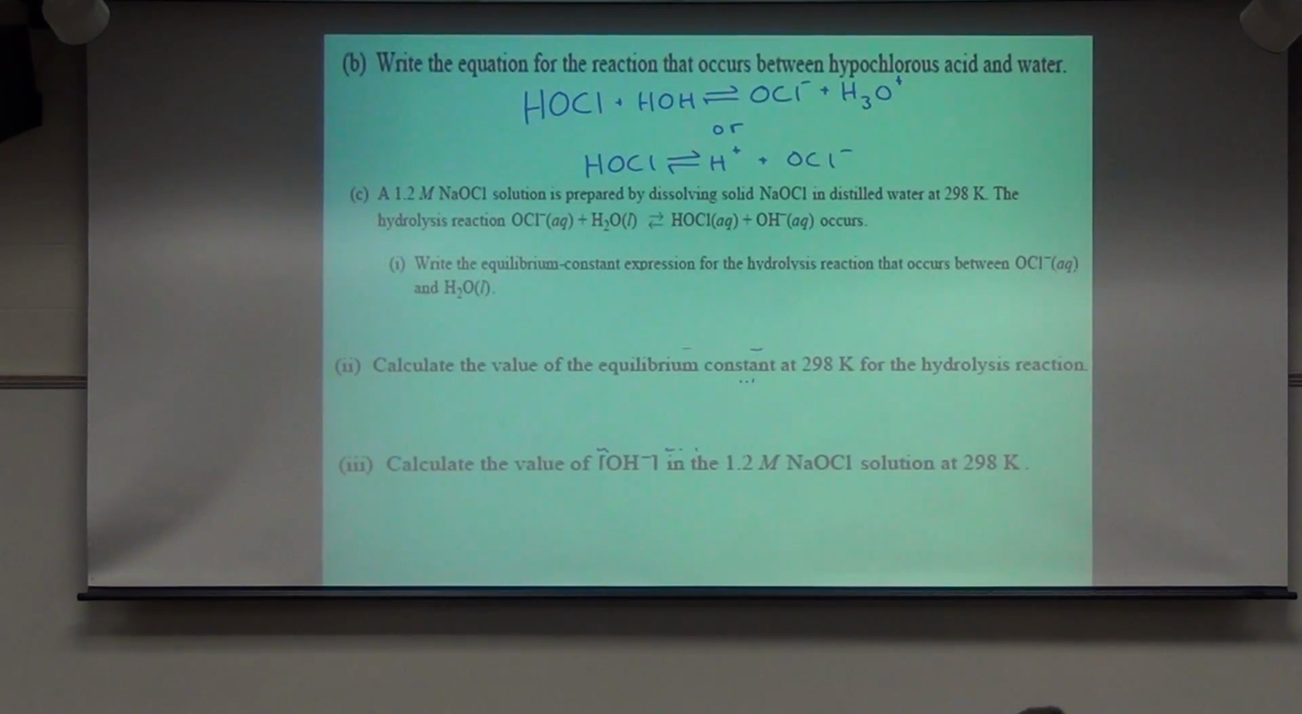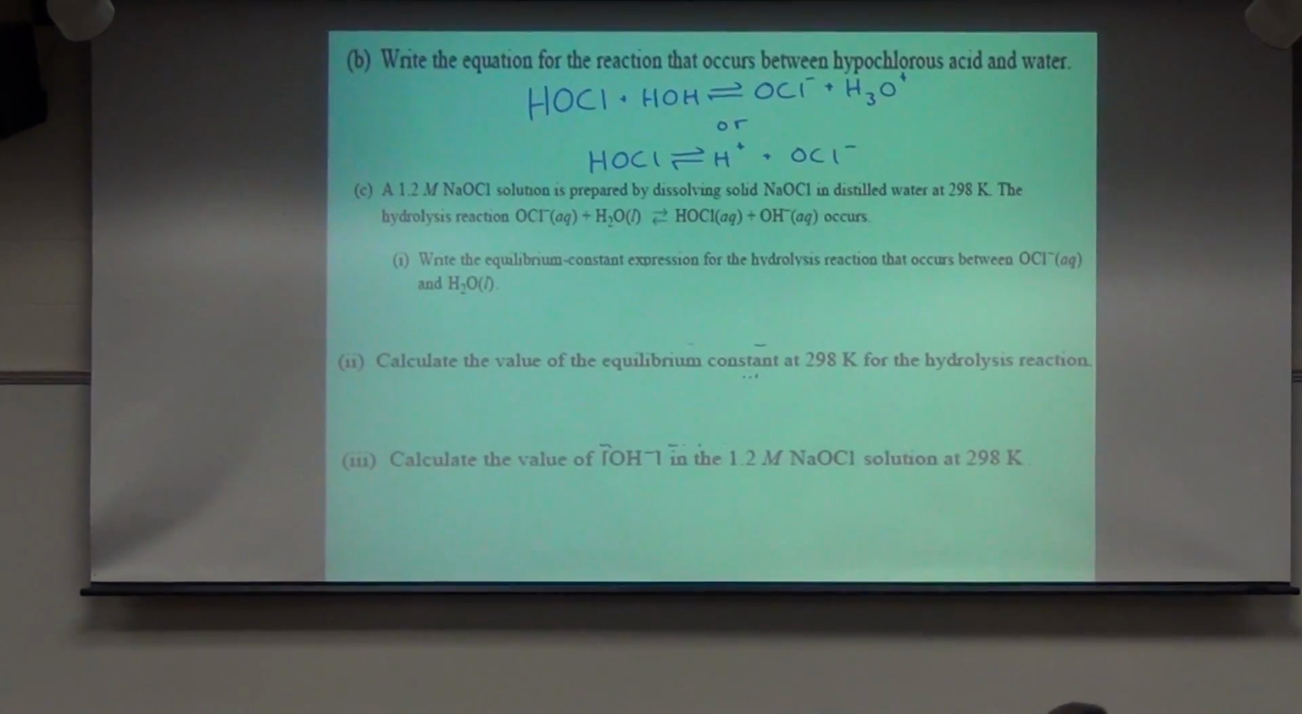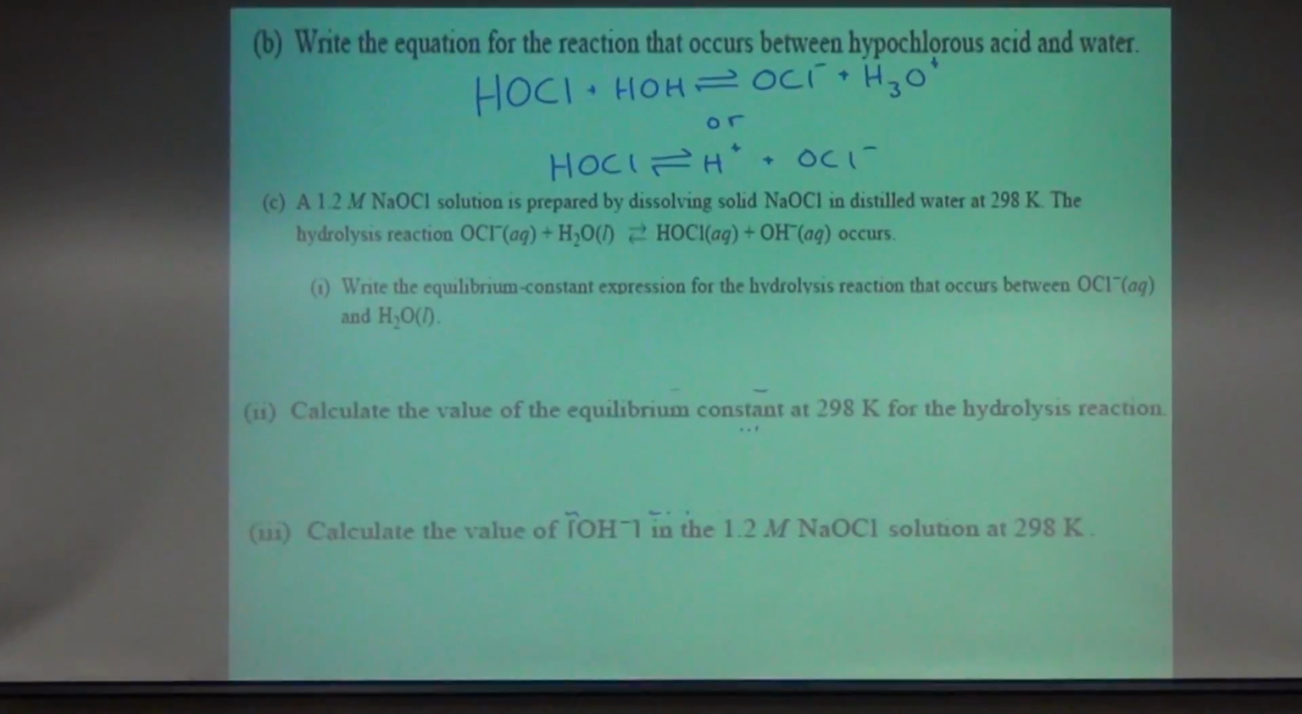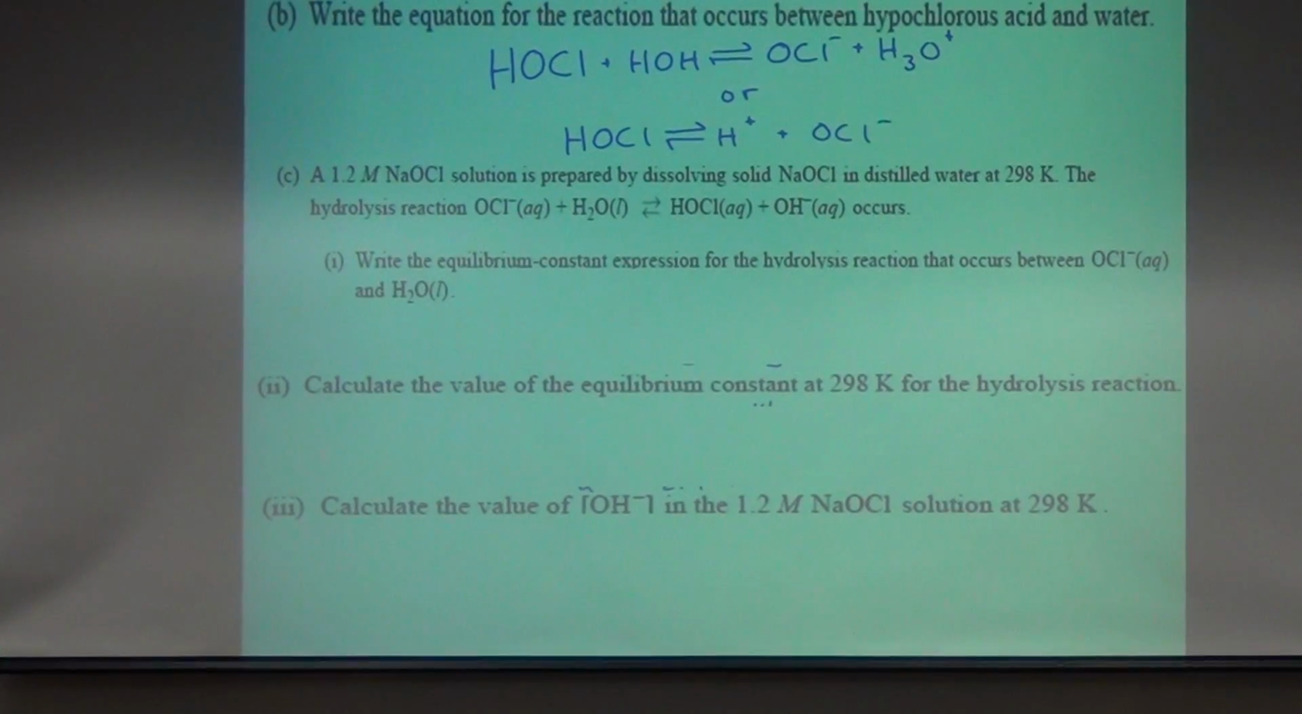All right, C. Now you have an amount: 1.2 molar of that is prepared by dissolving NaOCl in water. The hydrolysis reaction is that. Write the equilibrium constant expression for the hydrolysis. Just the expression. I hope that makes sense, right? I don't write a liquid. So I have aq, I have aq. That should be points. We should have those points.